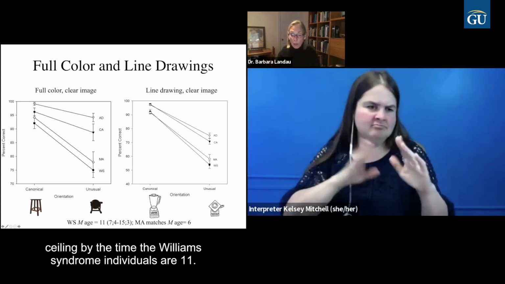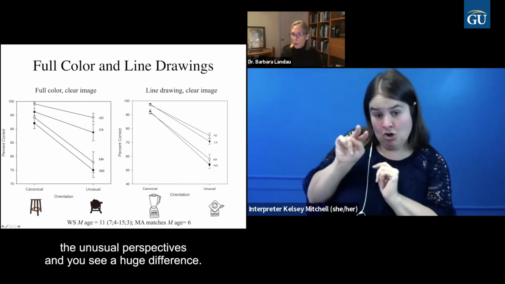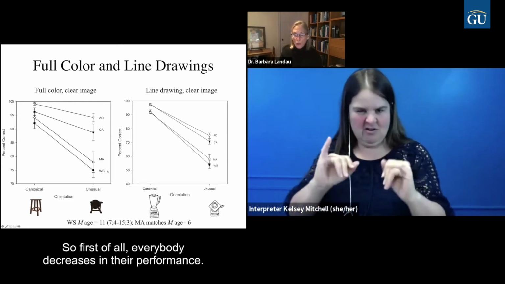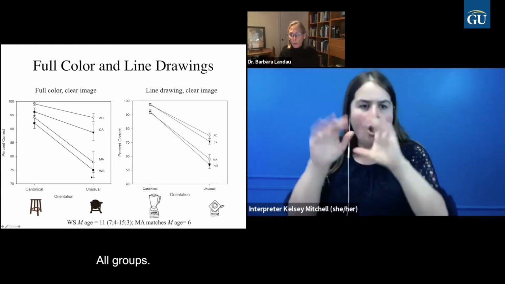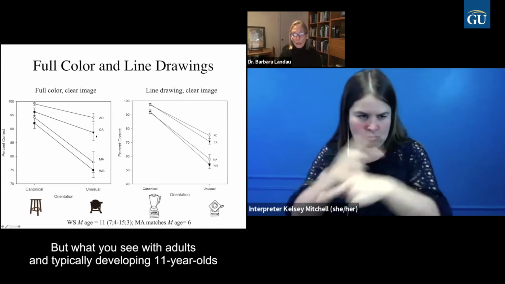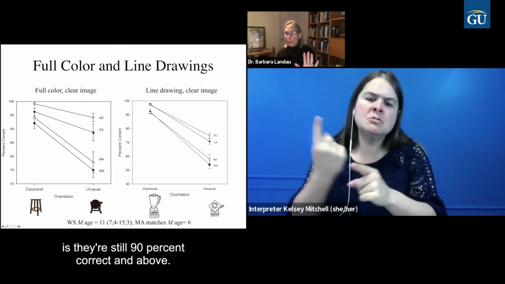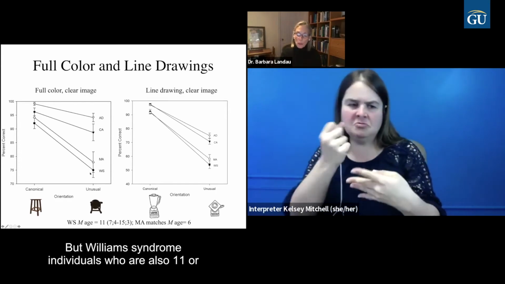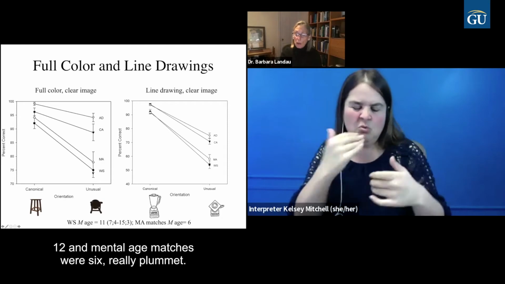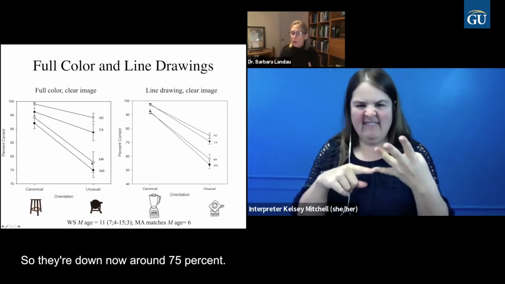So recognition of canonically oriented objects is totally at ceiling by the time the Williams syndrome individuals are 11. On the other hand, you can look on the other side for the unusual perspectives, and you see a huge difference. First of all, everybody decreases in their performance, all groups. But adults and typically developing 11-year-olds are still 90% correct and above. They're still doing very, very well. But Williams syndrome individuals who are also 11 or 12 and mental age matches who are 6 really plummet. They're down now around 75%.